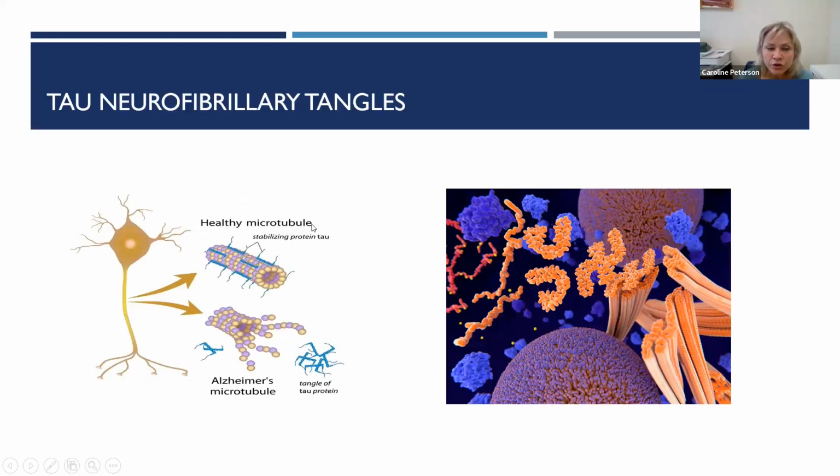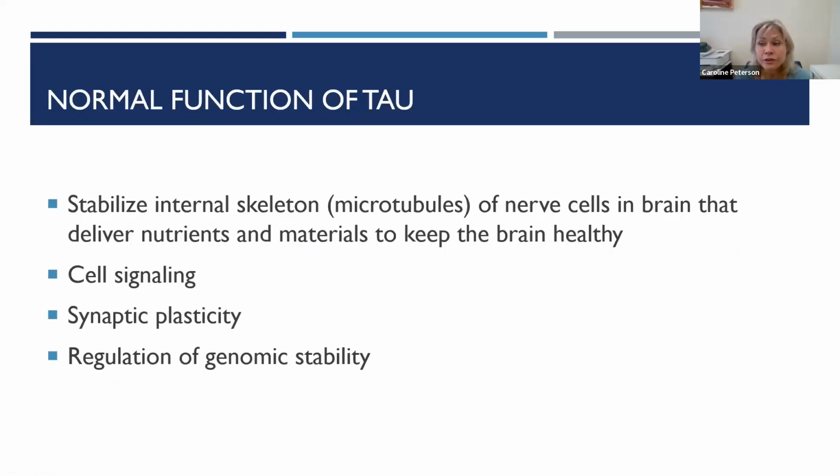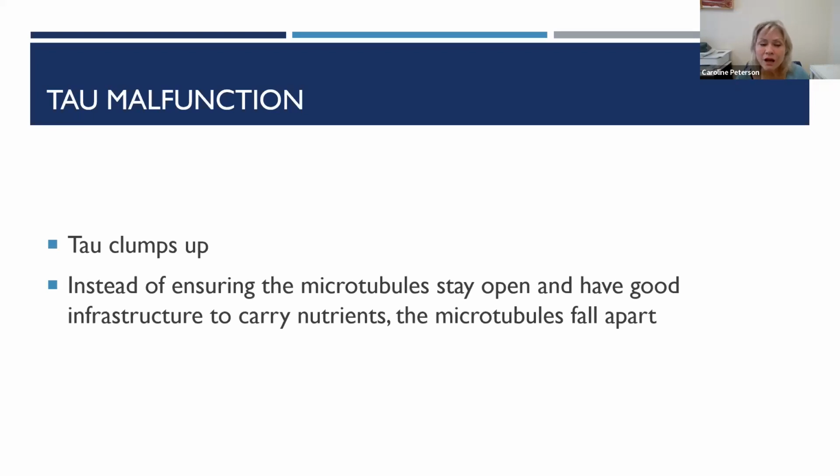So here's the healthy microtubule right here. That's stabilized with the tau protein. That's part of the neuron axon. And then with the amyloid beta influence, you start getting breakdown of this microtubule and tangling up. And the tau is really important. It's what stabilizes that tubule so that it can carry nutrients that keep the brain healthy. It's helpful for cell signaling, for synapse plasticity, so responsivity to the environment, and for the genomic expression. So it has a lot of different functions. And when it malfunctions, then it's just like a clump. It doesn't work anymore. It can't help the tubule stay open, can't carry nutrients, and then everything falls apart.